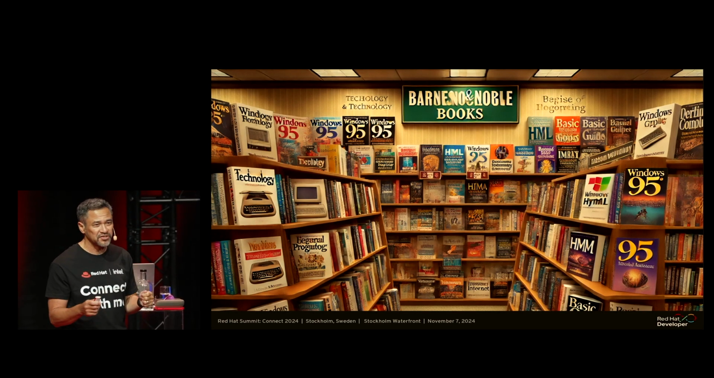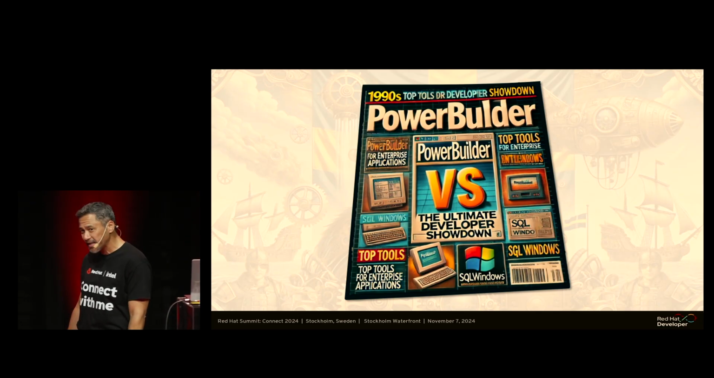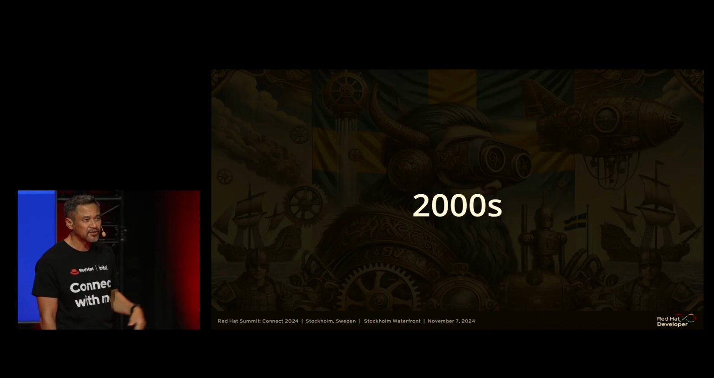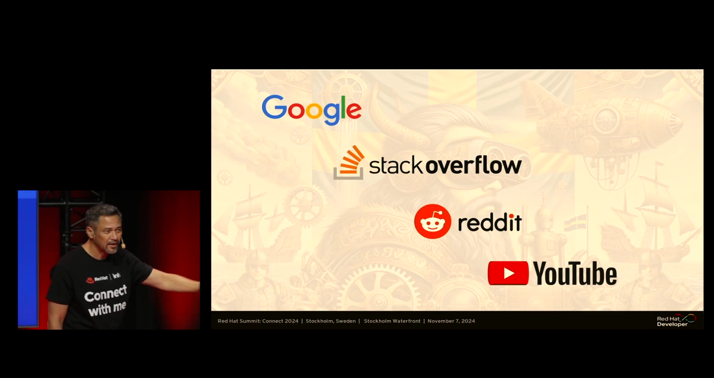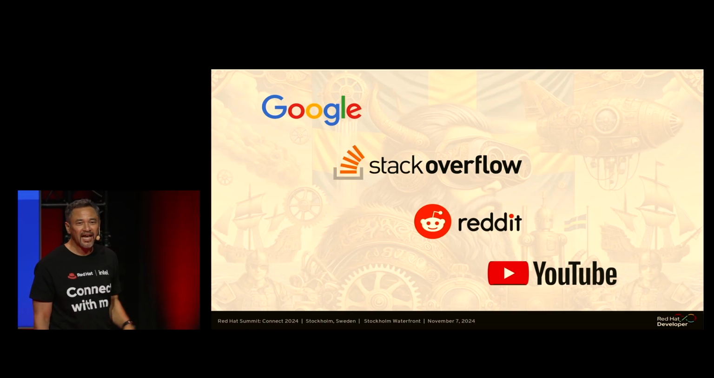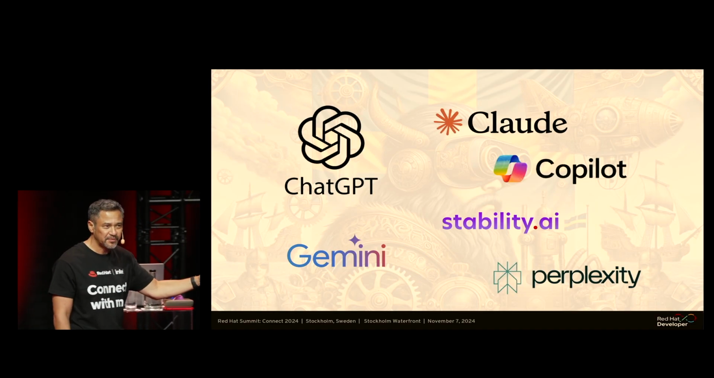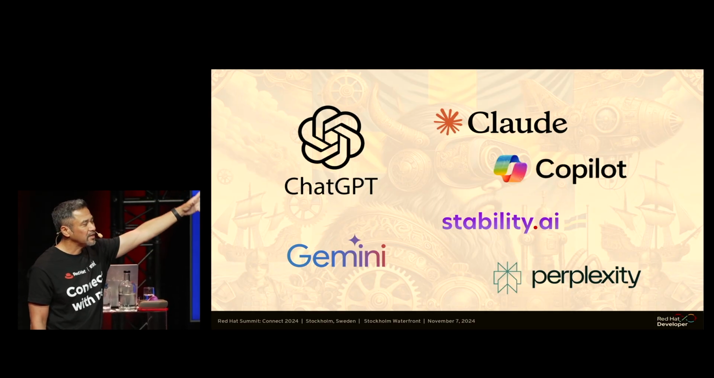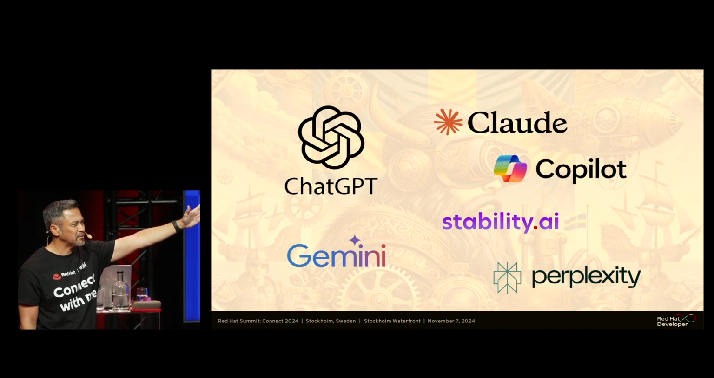And if you were a little bit more savvy, you might have had a magazine like Power Builder versus SQL Windows and Visual Basic, and you would learn about technology that way. If you fast forward just 10 years to the 2000s, you might have started using something like Google, Stack Overflow, Reddit, and YouTube. So what I'm suggesting now in the 2020s and beyond, you're going to use new tools. And that's going to be ChatGPT or Gemini, Stability, Copilot, Perplexity. One of these new tools is going to enter your world. And it should. You should talk to ChatGPT every day just to see what's going on.